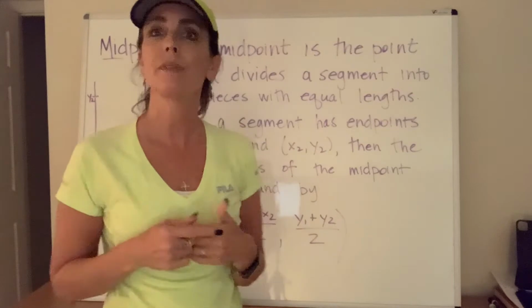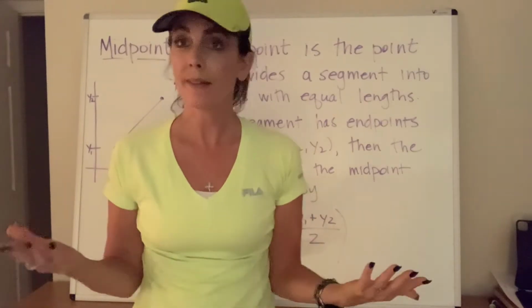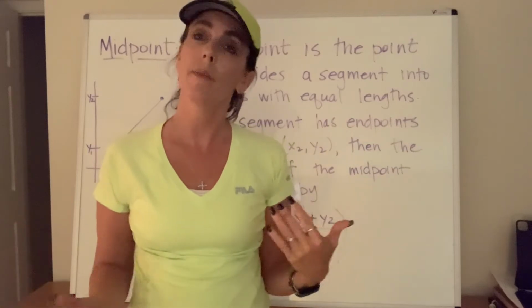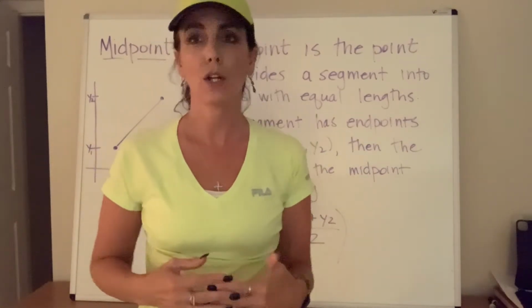Now in geometry, we would say that the resulting segments would be considered congruent. It's the same thing, really. When we're talking about anything that has equal measure, we can call that congruent.